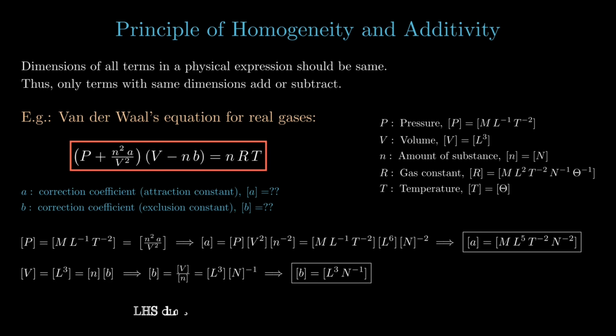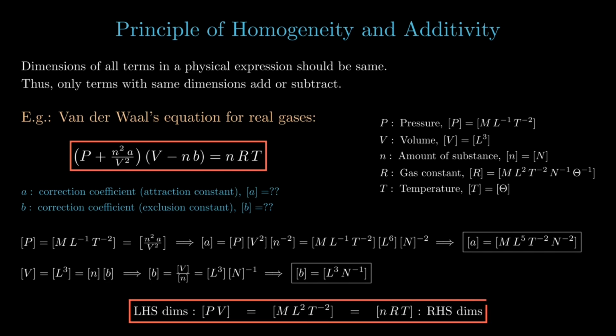Finally, time for the global consistency check. You can see that the entire left-hand side reduces to the exact same dimensions as nRT on the right. You can expand the brackets and check for yourself. Thus, homogeneity holds, the equation is dimensionally self-consistent.